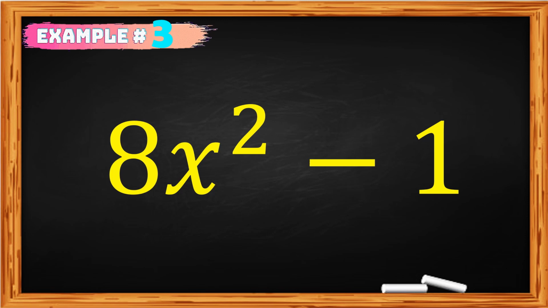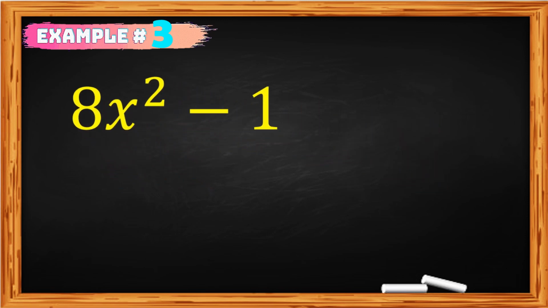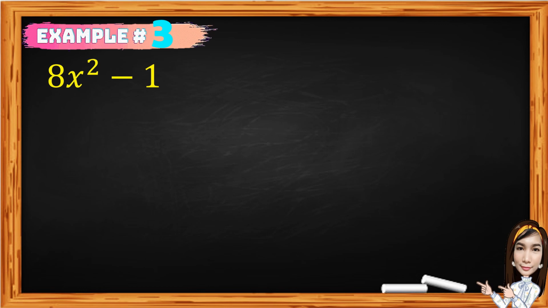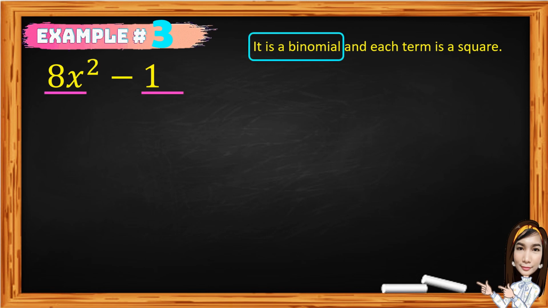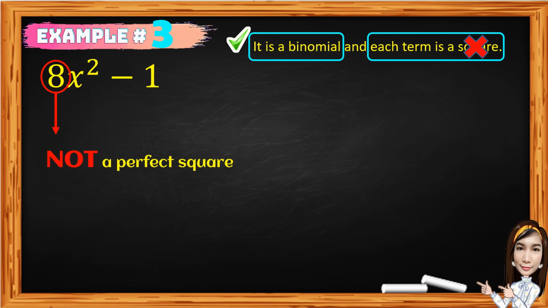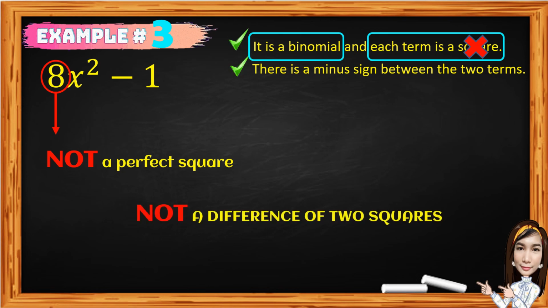Next, we have the third example, 8x squared minus 1. Let's see if 8x squared minus 1 satisfies our conditions. First, it is a binomial and each term is a square. So it is a binomial, it consists of two terms. So that is yes. Each term is a square, that is no. Why? As you can see, 8 is not a perfect square. Next, there is a minus sign between the two terms. So there is the operation minus. So that is also yes. Now, if the given doesn't satisfy one of our conditions, that is considered not a difference of two squares.